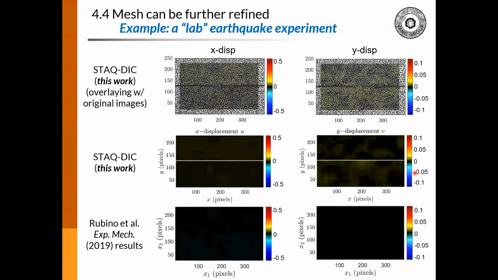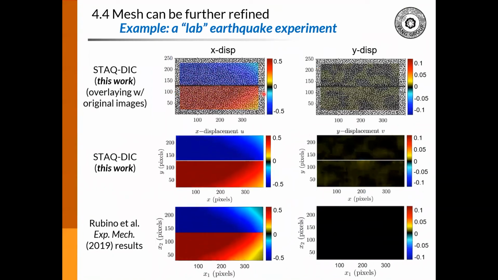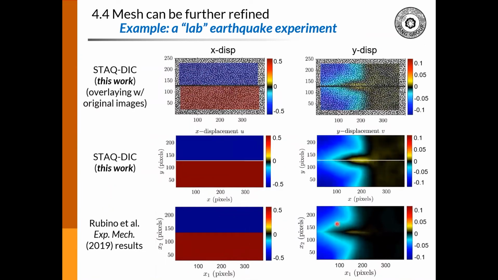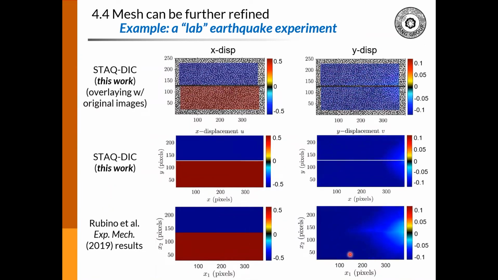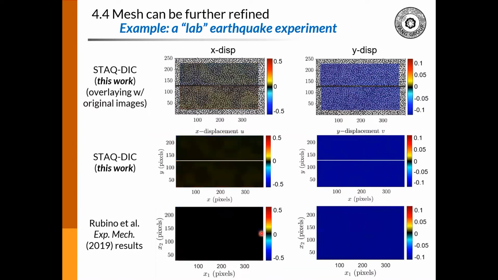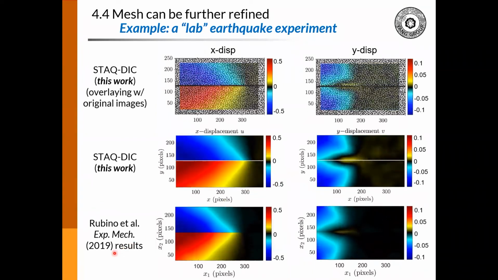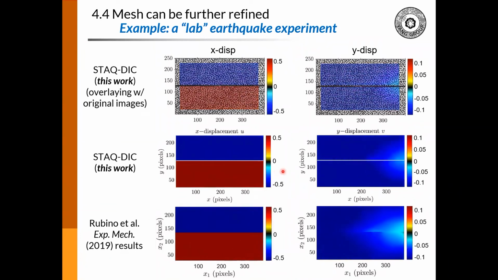Actually, there's a movie because these are real experiments. You can see the X displacement. There's a shockwave propagating. The first row is the same as the second row; the first row is only to overlay with the original images. And the third row is Vito's results, because he solved the top part and the bottom part independently. That's why he also sees those sharp jumps. Our method is accurate compared with Vito's method, and because we use the adaptive quadtree mesh, we are also more efficient.